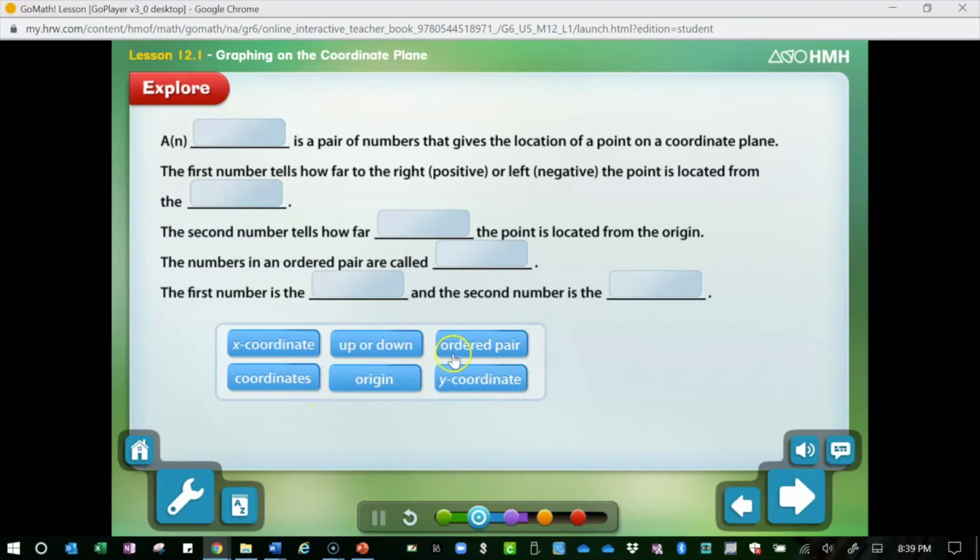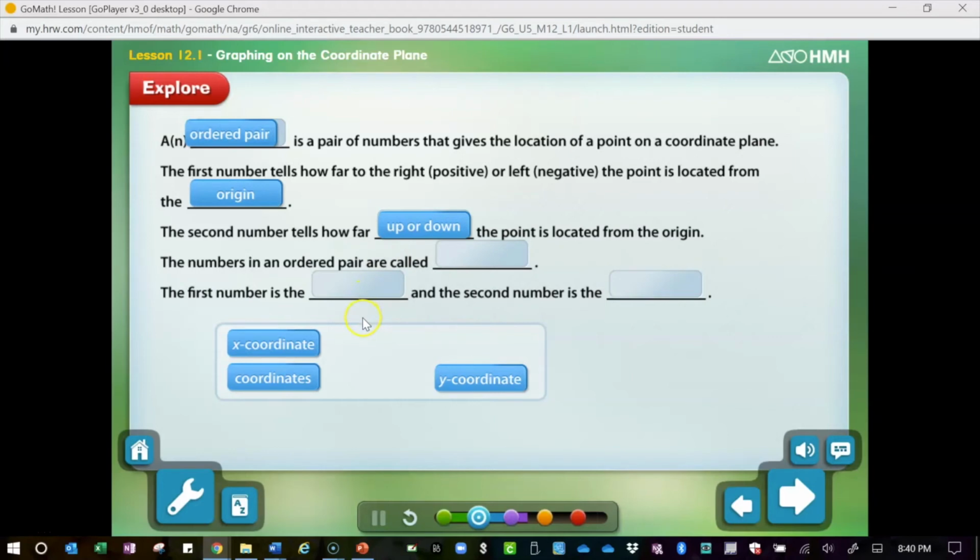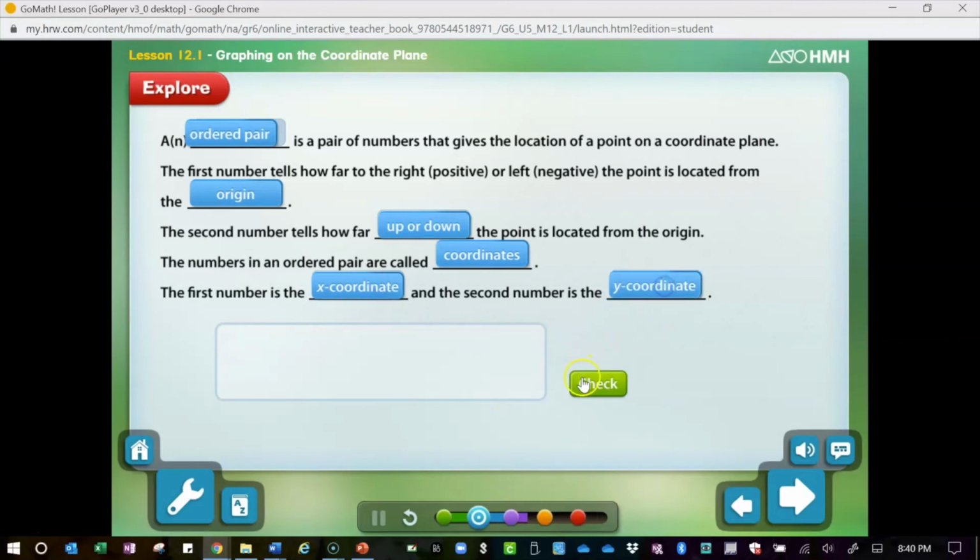An ordered pair is a pair of numbers that gives the location of a point on a coordinate plane. The first number tells us how far to the right, positive, or how far left, negative, the point is located from the origin. The second number tells us how far up or down the point is located from the origin. The numbers in the ordered pair are called coordinates. The first number is the x-coordinate and the second number is the y-coordinate.